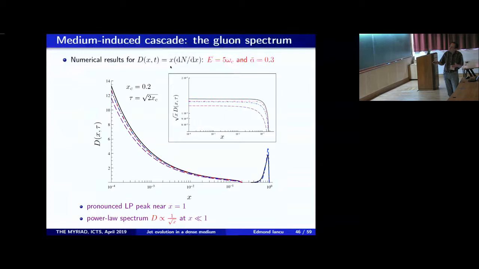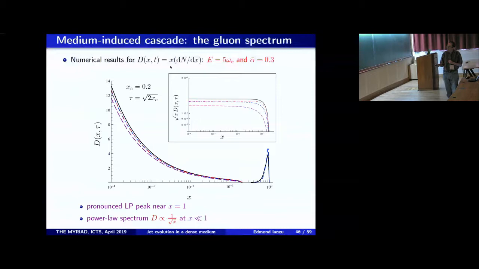So there's a gap in the spectrum, and the energy in the radiated spectrum goes like 1 over square root of x. To see that clearly, I show here just the radiated spectrum multiplied by square root of x, and you see it's a perfect straight line. And that's for a given value of the time, but this property is time invariant.